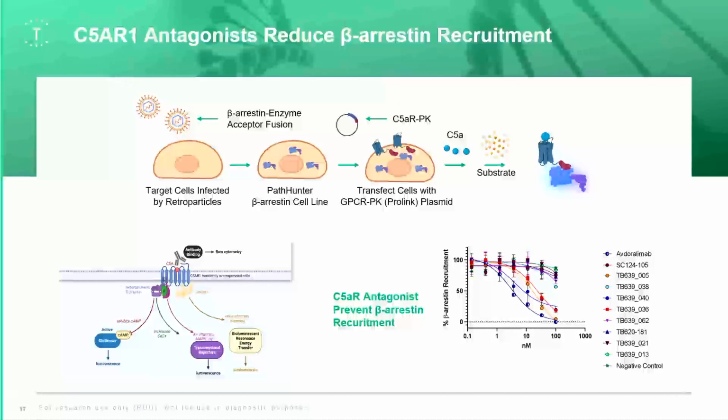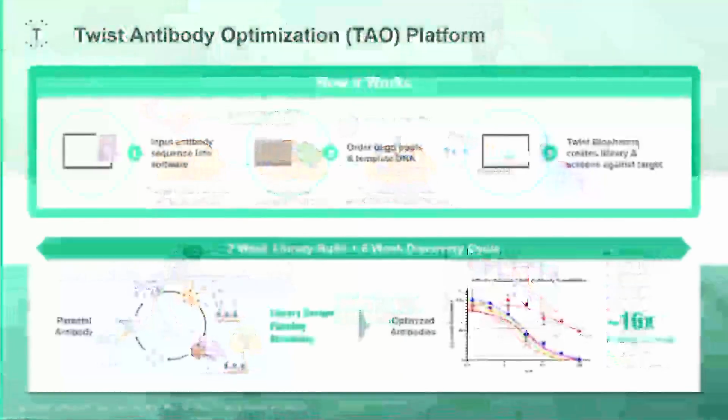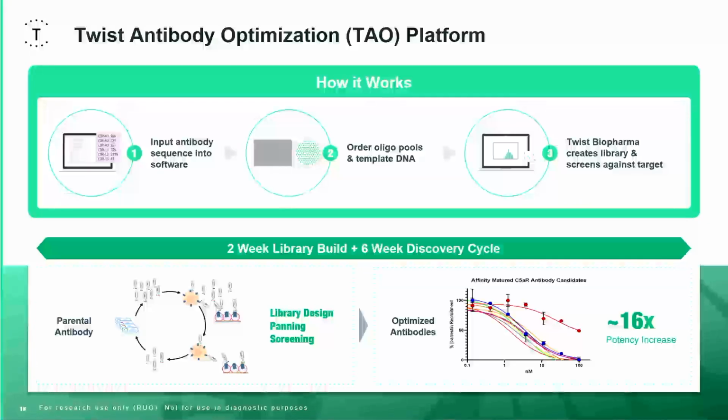So at this stage, what we did is we went on to take those leads into our Twist antibody optimization platform. So here, we look at those lead sequences, and we'll build a diverse library around those sequences, but considering that we don't want to move too far away from that lead sequence. So there's a lot of expertise, and we have a number of ways in which we design these libraries to enhance antibody optimization and affinity maturation.